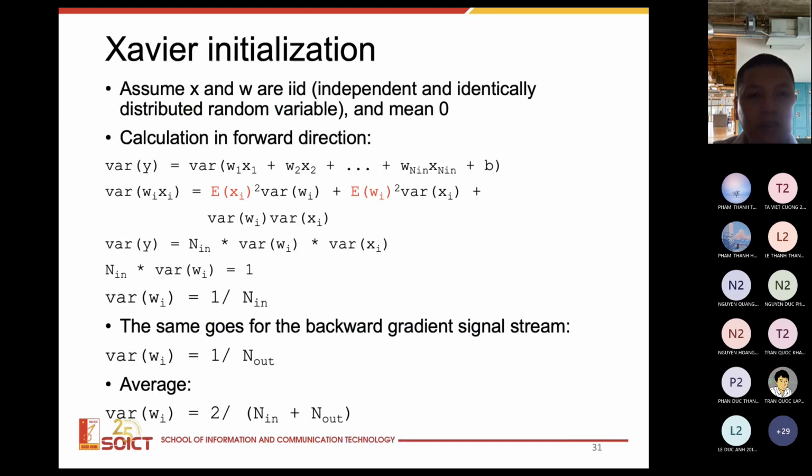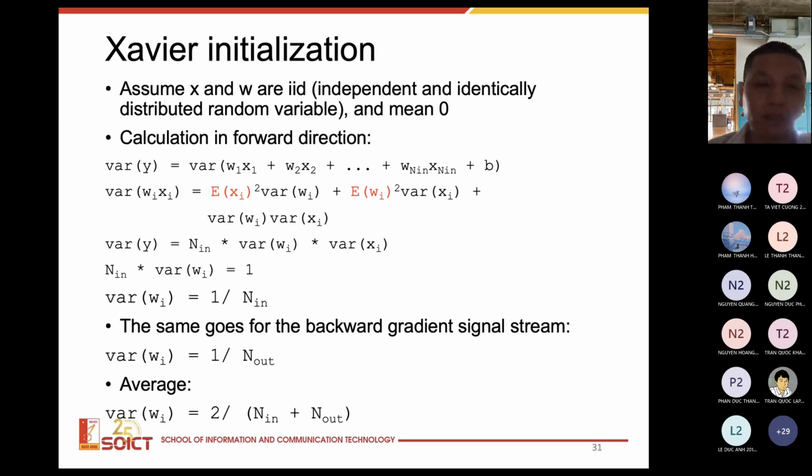So there is one piece of research about making the right initialization for the weights, and they propose this scheme to initialize the weights. The name of the initialization is Xavier initialization, named after the author. So now we discuss the Xavier initialization.